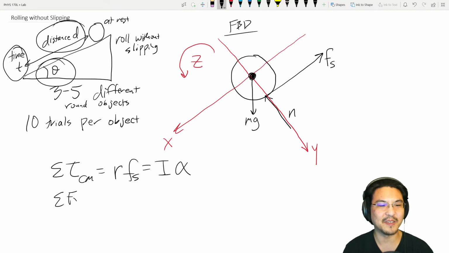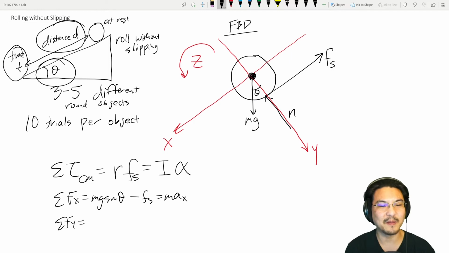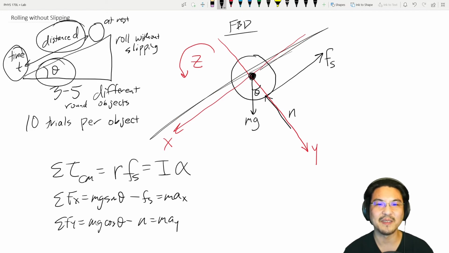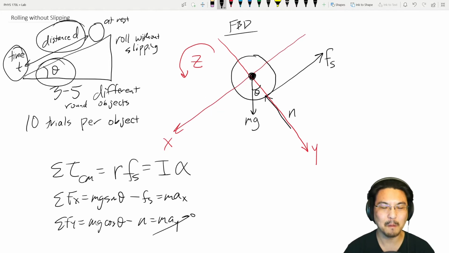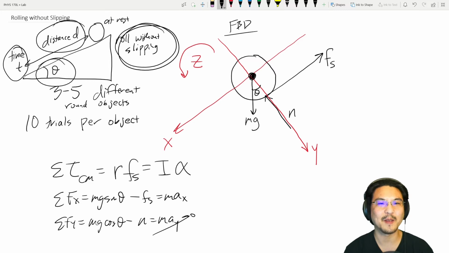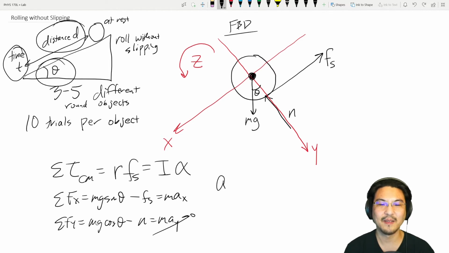Okay, now let's sum forces in the x direction. So x is here, and if the angle is here, then that means theta is here. So that would be mg sine theta minus Fs in that direction equals mass times acceleration. Sum of forces in y: y is over here, so mg cosine theta minus N. And then there's only acceleration in the x direction, so ay is 0. And if it rolls without slipping, this acceleration is related to the angular acceleration, like that. So we have these 4 equations.